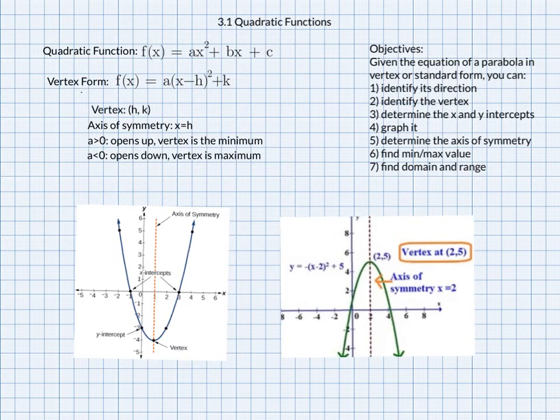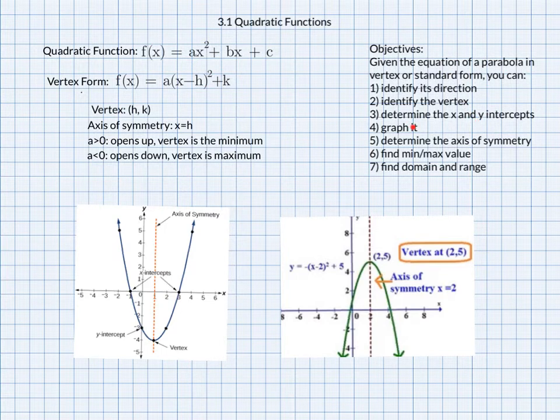If you look over here at our objectives, by the end of this lesson, you should be able to, if you're given the equation of a parabola in either vertex form or standard form, identify its direction. Is it opening up or opening down? Identify its vertex, its minimum point or maximum point. Determine the intercepts, both the x-intercepts and y-intercepts.